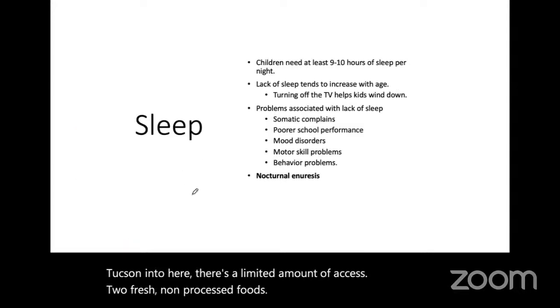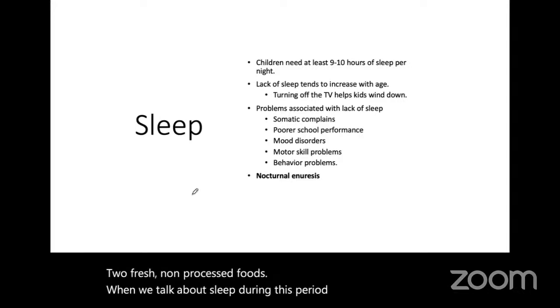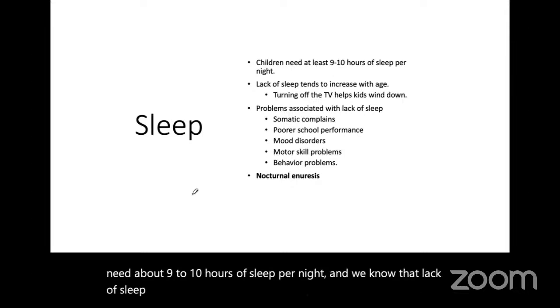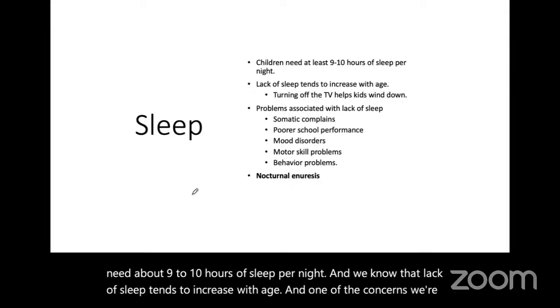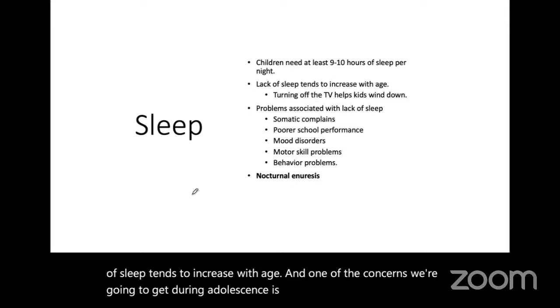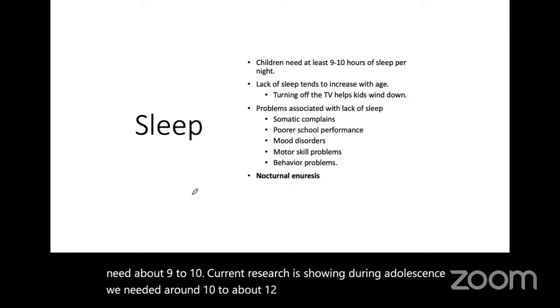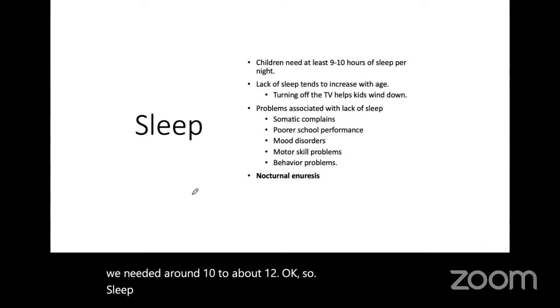When we talk about sleep during this period, children need about 9 to 10 hours of sleep per night. And we know that lack of sleep tends to increase with age. One of the concerns during adolescence is that during middle childhood we need about 9 to 10 hours, but current research is showing that during adolescence we need around 10 to about 12. The need for sleep doesn't start to decrease until early adulthood.